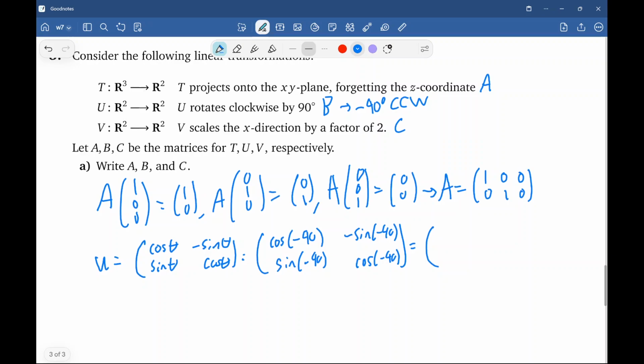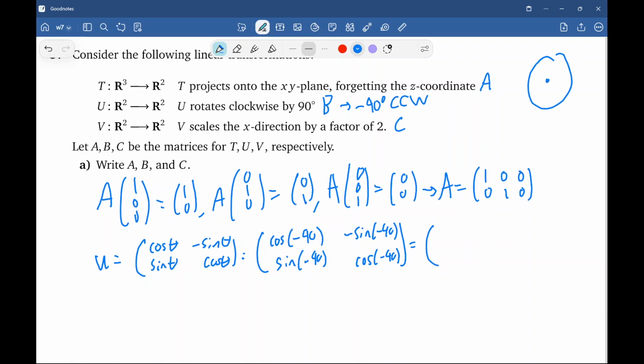I'll just draw this on the unit circle real quick. Negative 90 is down here. So that is 0, negative 1. So cosine is 0. Sine is negative 1. So that's 0, 1, negative 1, 0.